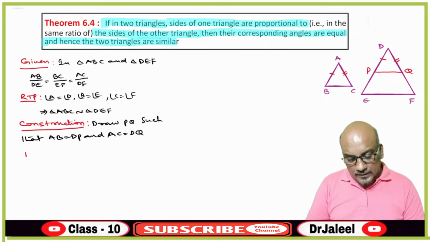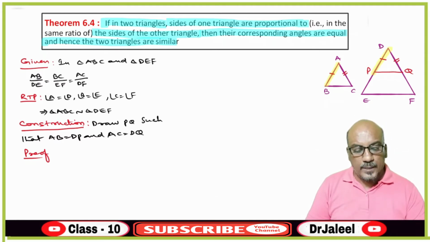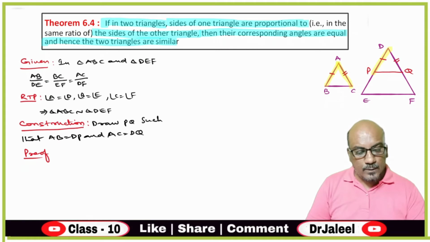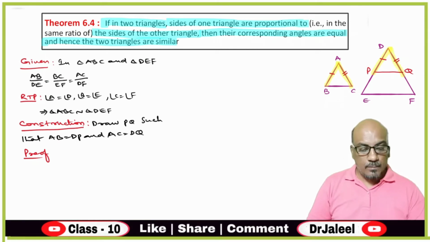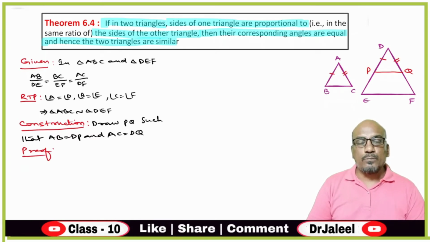Then we will go for the most important part of the theorem, that is nothing but the proof. Let us have a glance at what we need to do. AB is equal to DP, AC is equal to DQ is there. But no angle is equal. Angle A equal to angle D is not given. At least BC is equal to PQ is also not given. So at present you cannot prove that these two triangles ABC and DPQ are congruent. Then what to do?